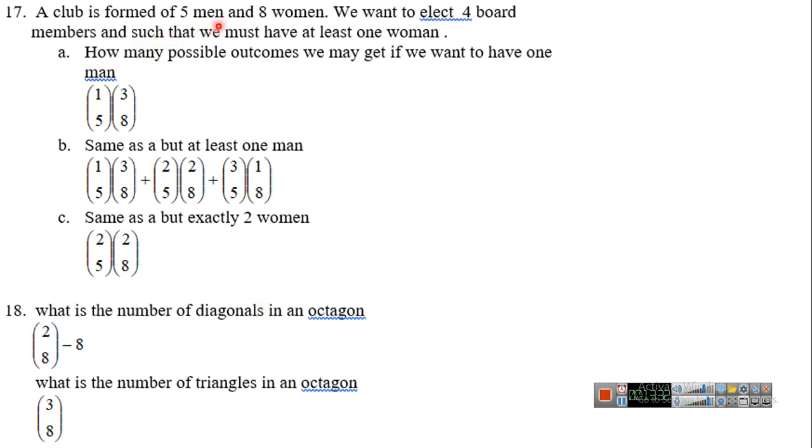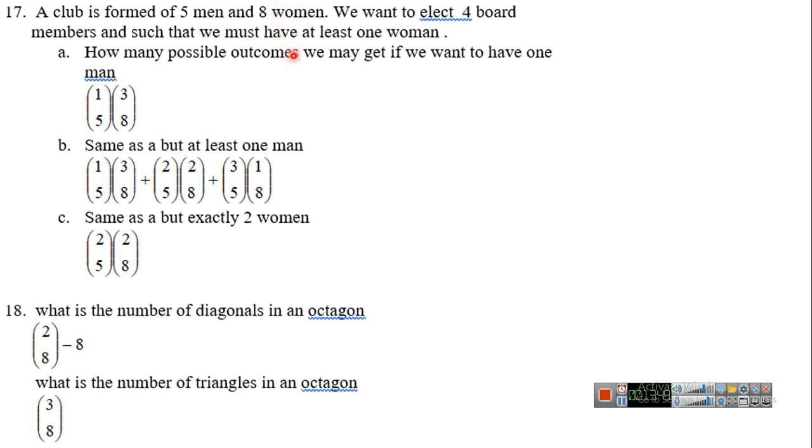A club is formed of 5 men and 8 women. We want to elect 4 board members, and such that we must have at least 1 woman in the election. How many possible outcomes we may get if you want to have 1 man? In 1 man, in 3 women. In 1 out of 5, 3 out of 8.